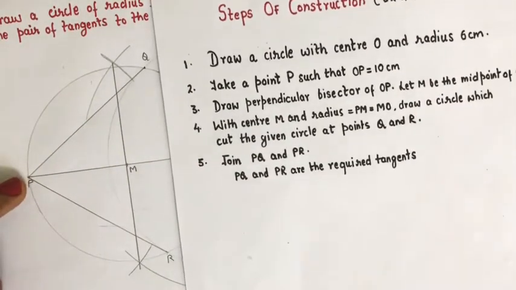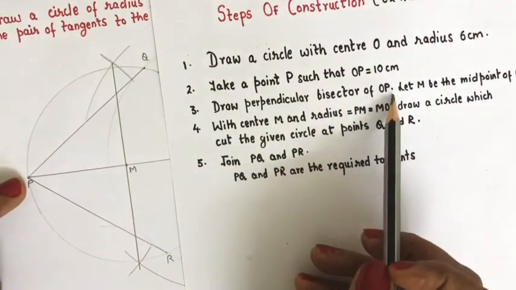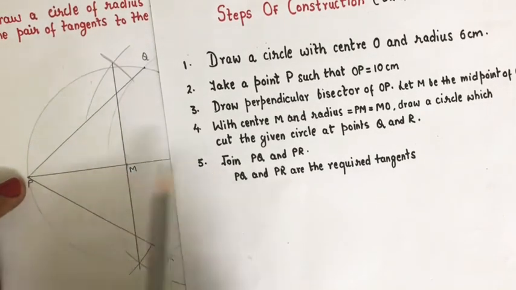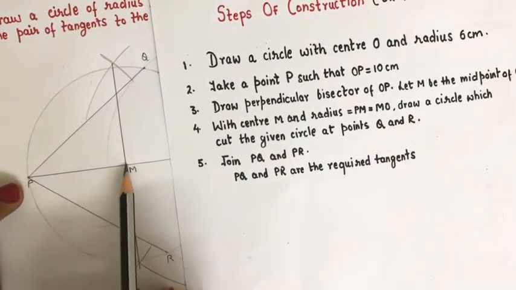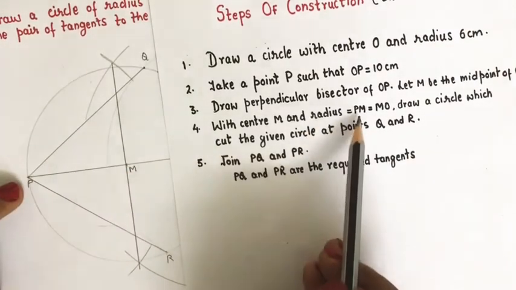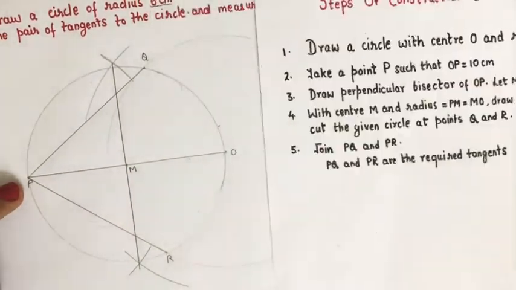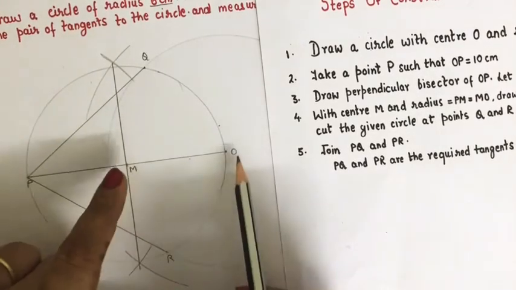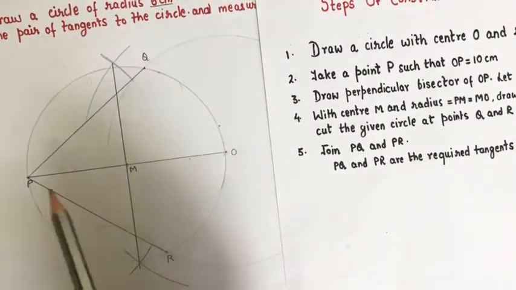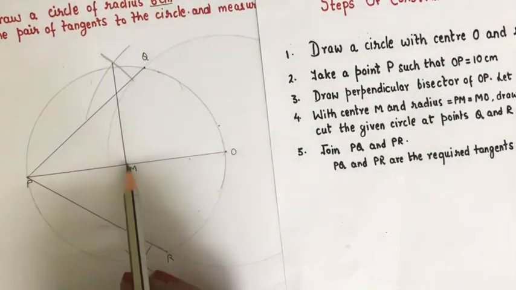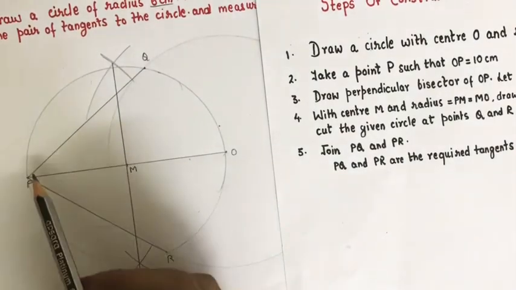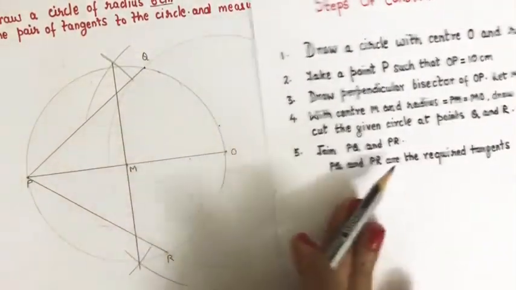Next thing, what did we do? The next step was drawing the perpendicular bisector of OP, and we took M as the midpoint of OP. Now with center M and radius PM equal to MO, you can take the radius either MP or MO, and again you draw a circle. So M as center, MP as radius, another circle is drawn.